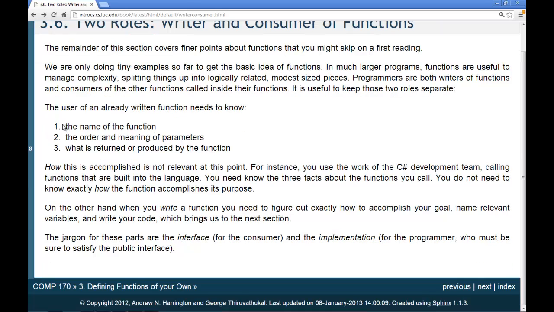We will also discuss later conventions for including documentation in your code.